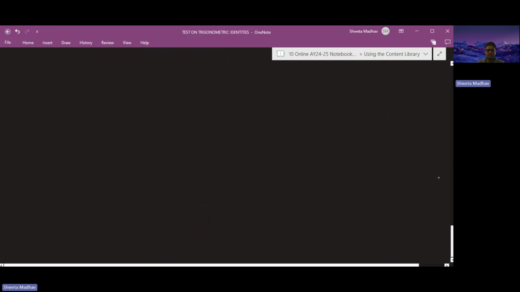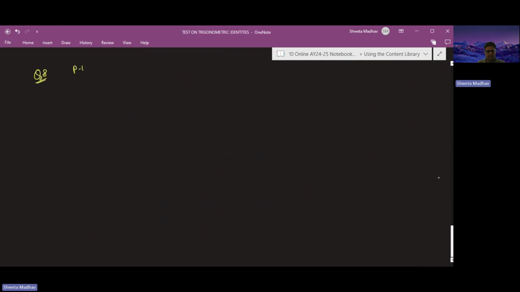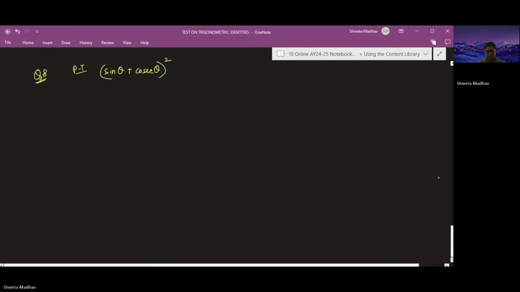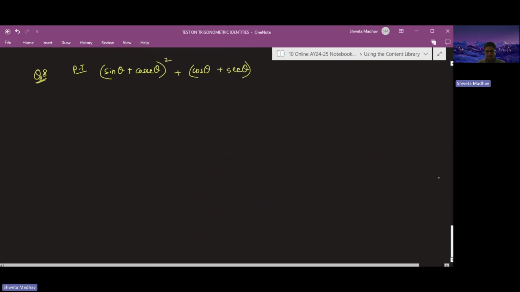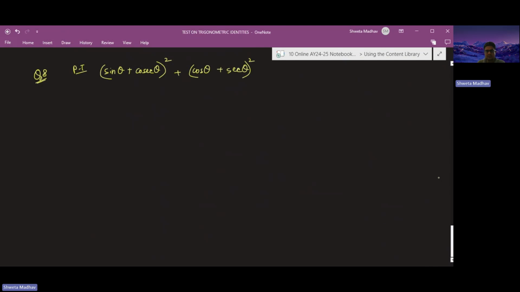Then in question number 8, it has been told to prove that sin theta plus cosec theta whole square plus cos theta plus sec theta whole square is equal to 7 plus tan square theta plus cot square theta.